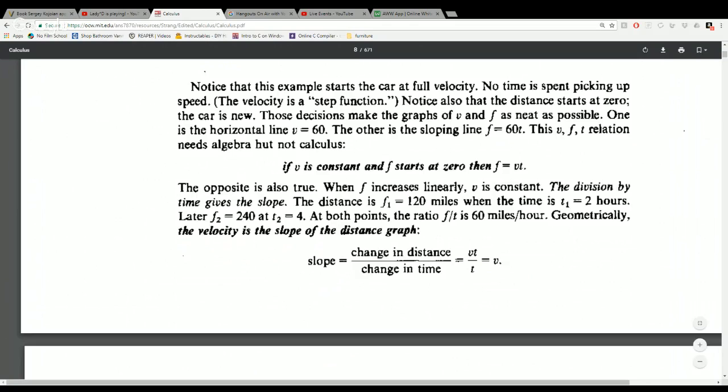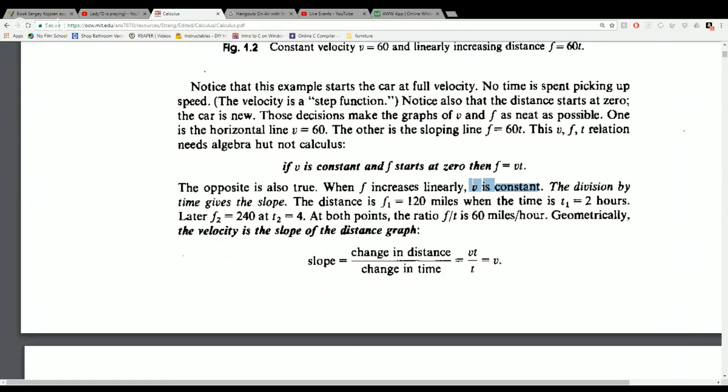So moving on, the opposite is also true. When f increases linearly, the velocity is constant. And that makes sense, right? If the distance you travel is increasing linearly, then you're traveling at a constant velocity, because if you weren't, the distance you covered between fixed time intervals would be different.